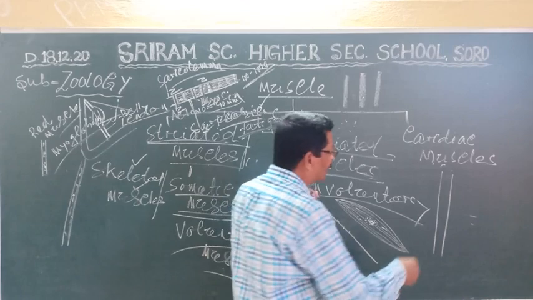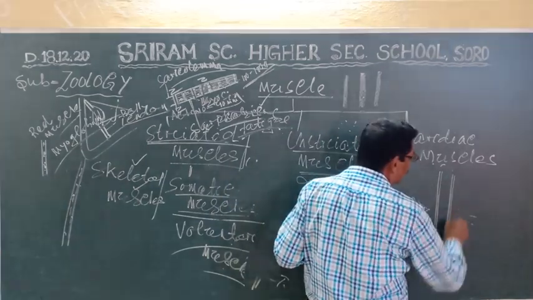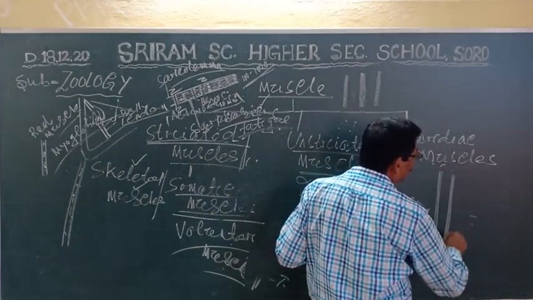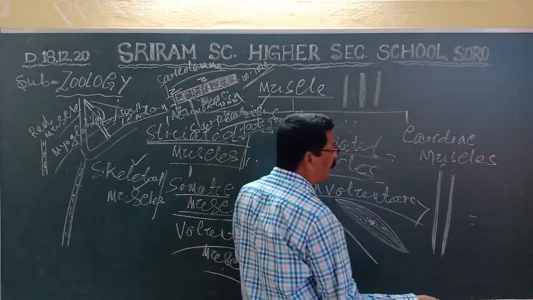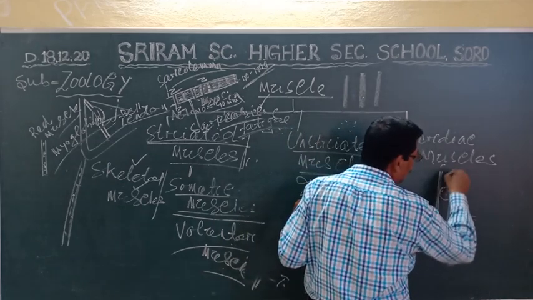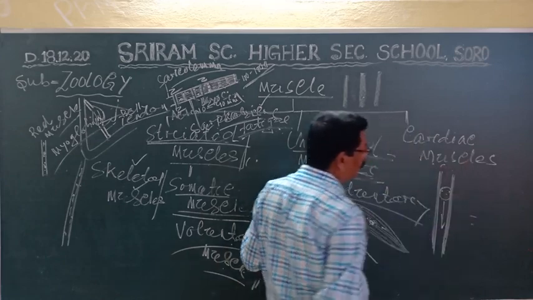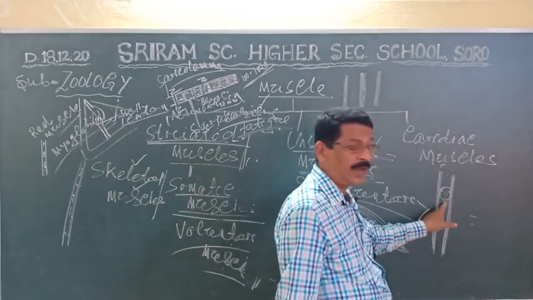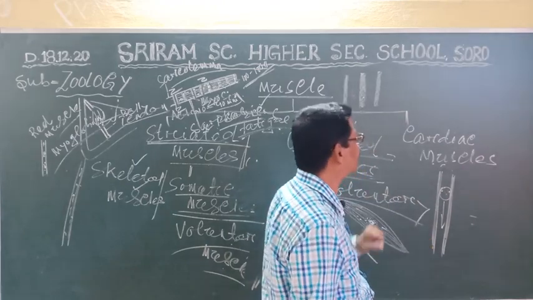Because there is unstriated muscle in the food pipe, which is not controlled by our will power. So the muscle inside which the food material automatically passes is not controlled by our will power. So this is unstriated muscle.